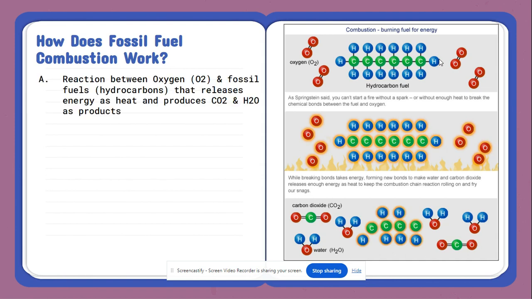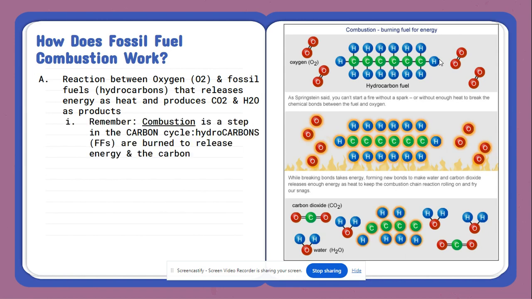So when we combust fossil fuels, there's a reaction that takes place between oxygen gas and the hydrocarbons that help to make up fossil fuels. When this takes place, the chemical bonds that hold the carbons and hydrogens together break and release tremendous amounts of heat energy. That then produces greenhouse gases such as CO2 as well as water vapor.